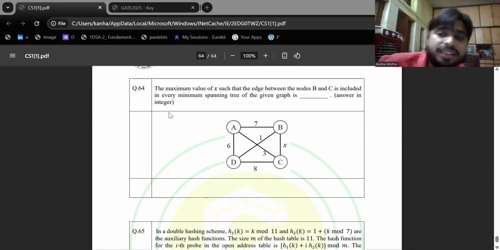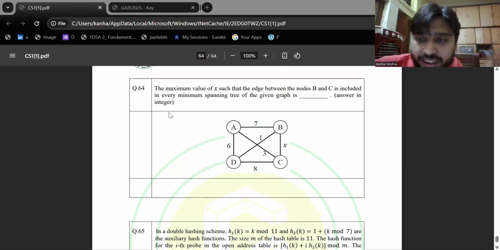What is MST? MST of a connected graph is a spanning tree. It means it connects all the possible nodes with a minimum total edge weight and no cycle. Okay. A graph may have multiple MSTs if multiple edge sets have the same total weight. The goal is to include the least weight edges while maintaining the connectivity and avoiding any cycle.